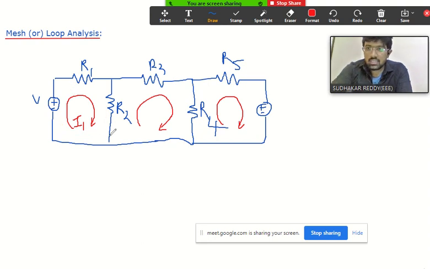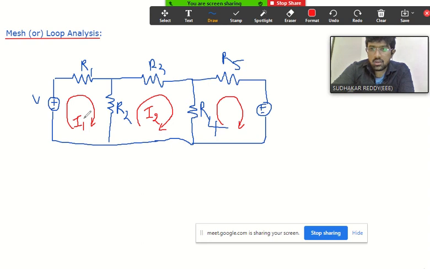So for this loop or for this mesh, I consider this mesh current. We are calling that mesh current, not branch current. There is a difference between branch current and mesh current. So here I1 is the mesh current. Similarly, in this mesh, I consider one more mesh current, that is I2. Again, I consider it clockwise. It is your choice.